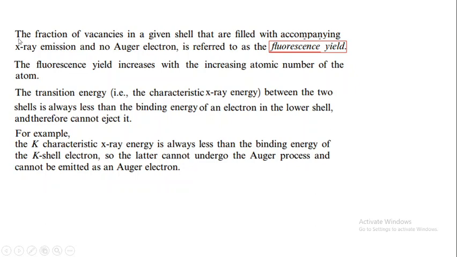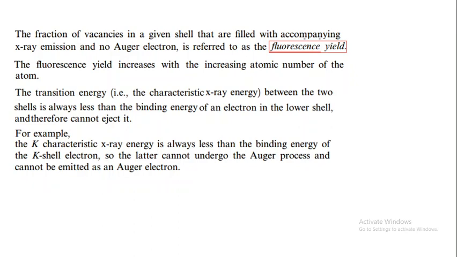So again I repeat this sentence: the fraction of vacancies in a given shell that are filled with accompanying X-rays. If there is a vacancy of an electron and this vacancy is filled by an upper electron with the emission of X-rays, but there is no Auger electron process carried out there, such a process is called fluorescence yield. The fluorescence yield increases with the increased atomic number of the atom. So it should be in your mind that when atomic number increases, the number of electrons in the outer orbitals also increases.